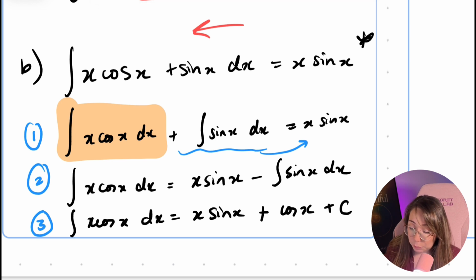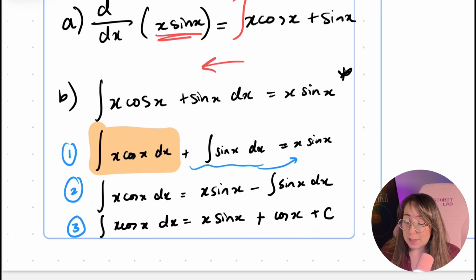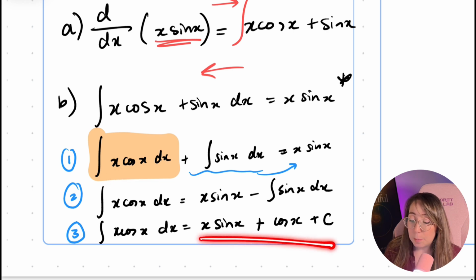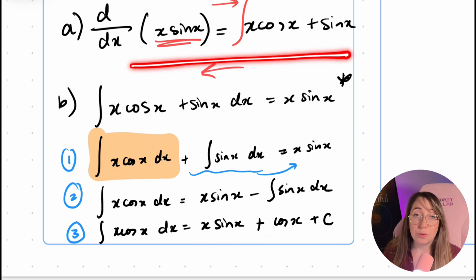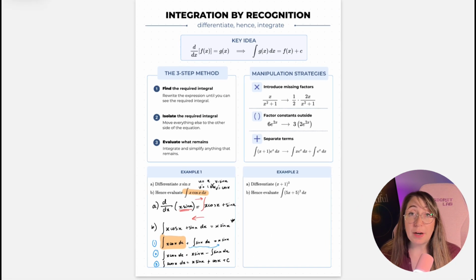So that means when I anti-differentiate x cos x, I'm going to get x sine x plus cos x plus c. You can see that I haven't really integrated x cos x directly, and yet I got an answer because I have my original derivative. That's what integration by recognition is all about. So this is integration by recognition in a nutshell.